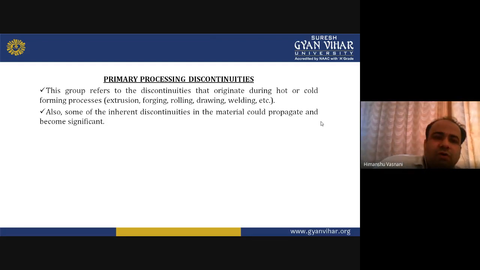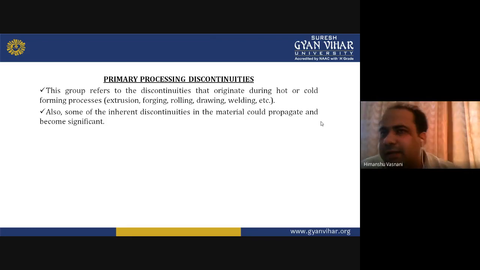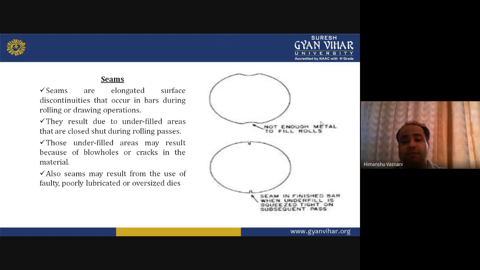So some of the inherent discontinuities in the material propagate and become significant also. If these are more problematic, then it will be called a defect and the part will be rejected. If not, then these are somehow allowed. Now seams. Seams are really important.